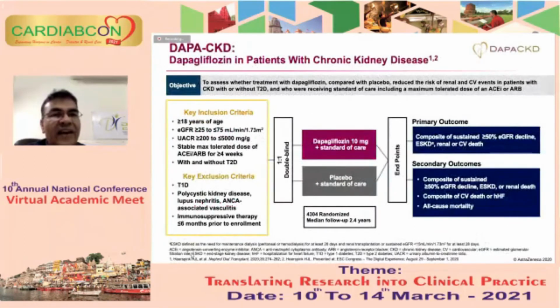In the DAPA CKD trial, the key inclusion was patients with or without diabetes, and their eGFR between 25 to 75. The exclusions were type 1 diabetes, polycystic kidney disease, and those patients who were on immunosuppression. The primary endpoint was very clear: the composite of sustained more than 50% eGFR decline, end-stage kidney disease, renal or CV death. The secondary outcomes were the composite of sustained more than 50% eGFR decline, ESKD or renal death, the composite of CV death or hospitalization for heart failure, and all-cause mortality.